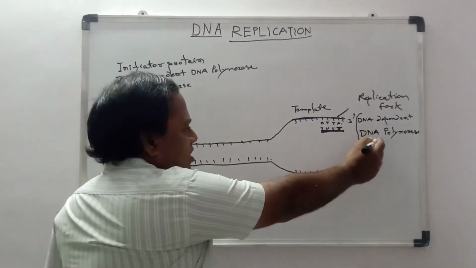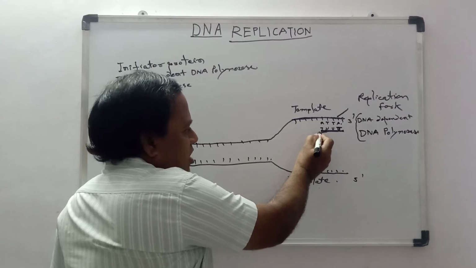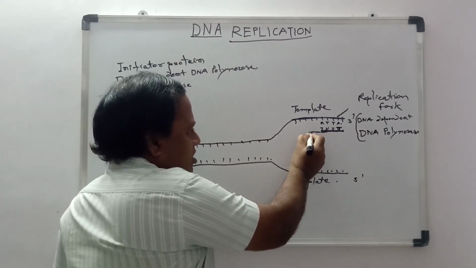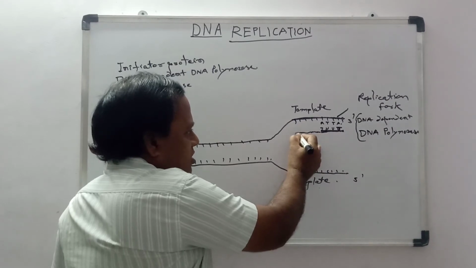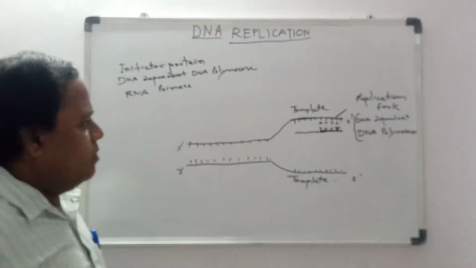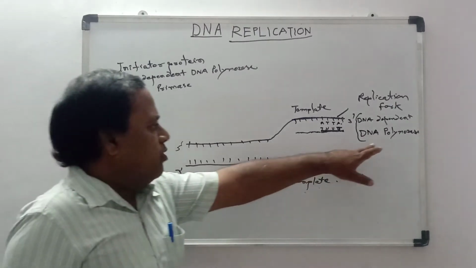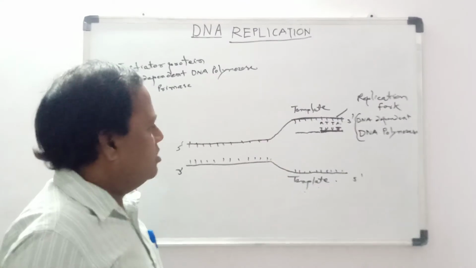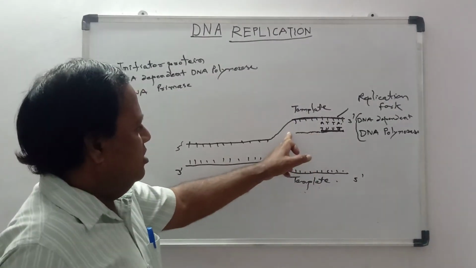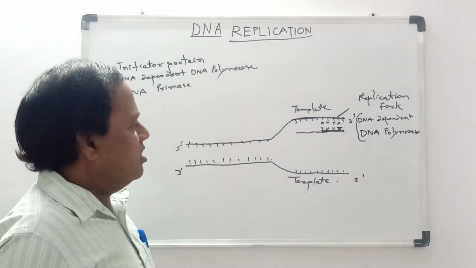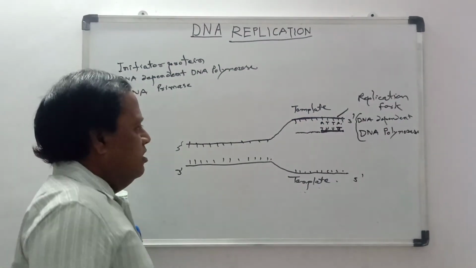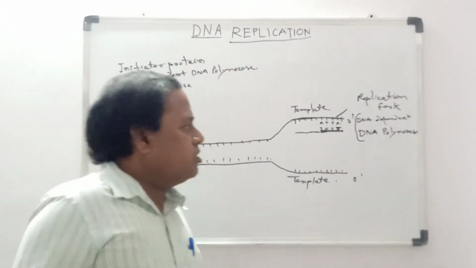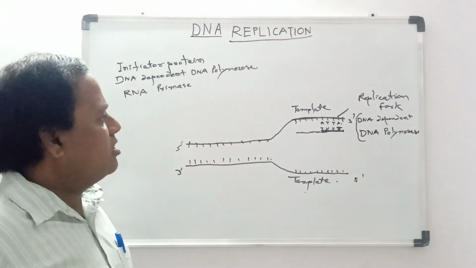Now the DNA dependent DNA polymerase starts his job from here. So he starts attaching the nucleotides over here. This DNA polymerase takes the nucleotide available in the surrounding nucleoplasm and starts creating the new DNA strand. Also, this replication process is a very expensive process. It requires a lot of energy.